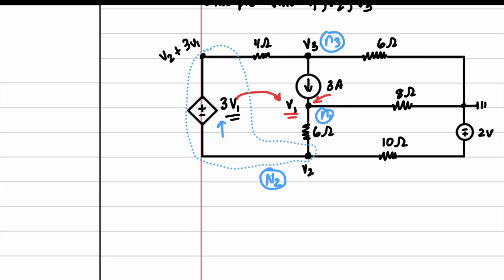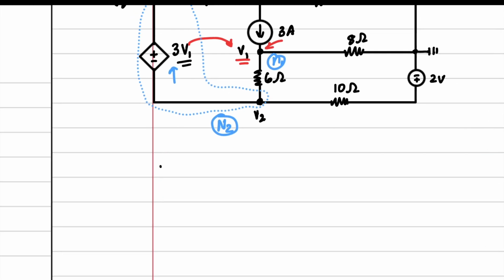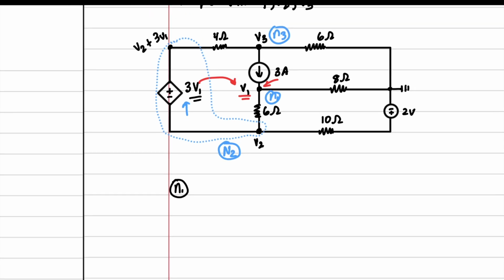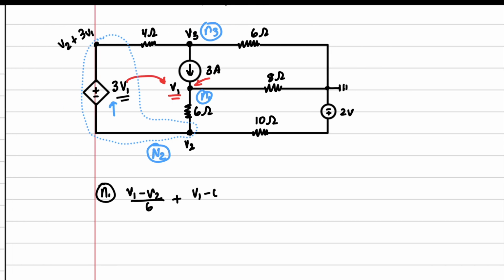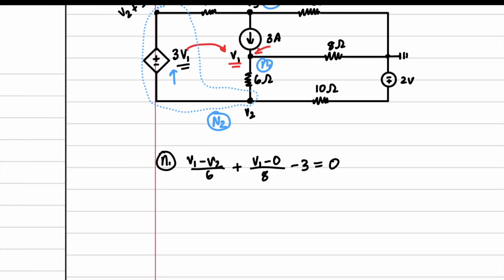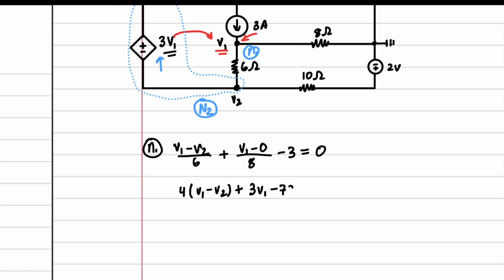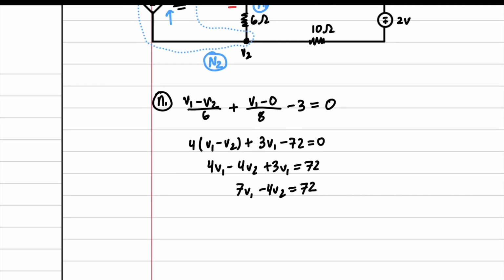So let's go ahead and write our nodal equations, starting with N1. In N1, we have V1 minus V2 over 6 plus V1 minus 0 to ground over 8 minus 3, because we have 3 amps going into the node from the top, equals 0. I'm going to go ahead and simplify this. I'm going to multiply by 24. And we are left with 7V1 minus 4V2 equals 72.